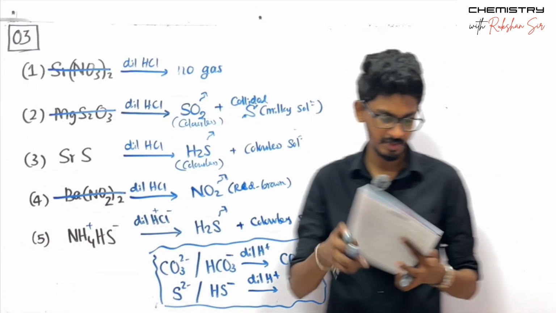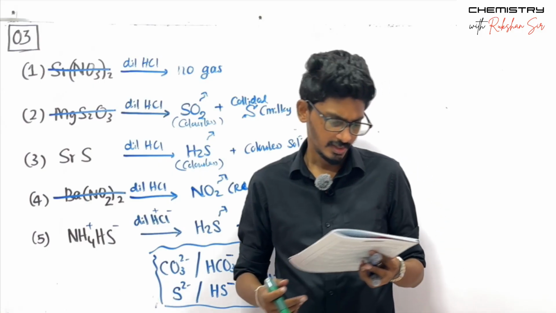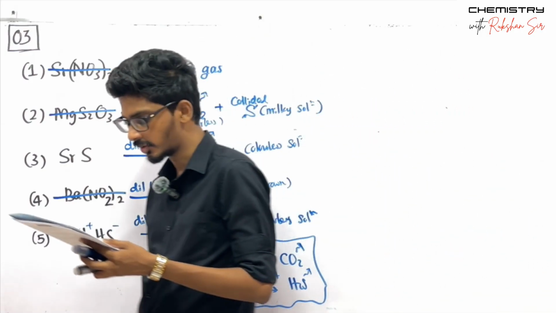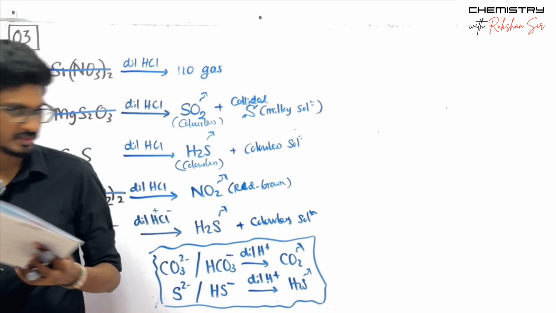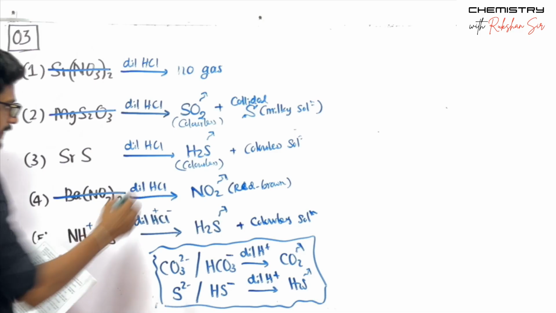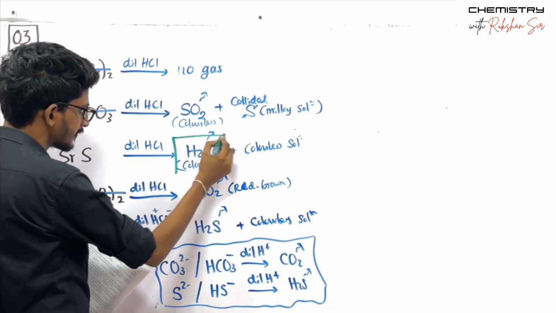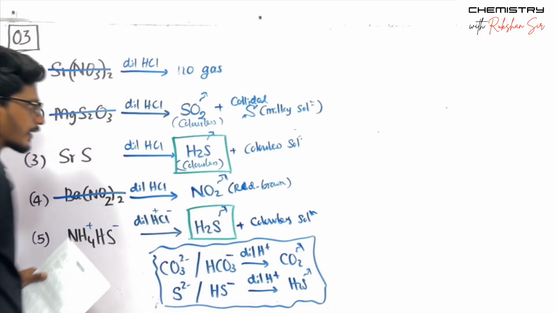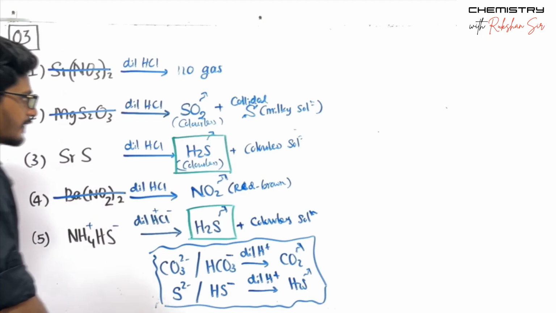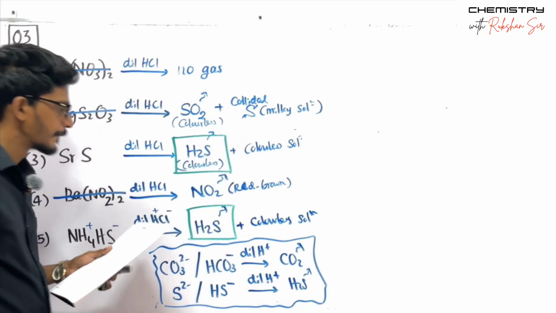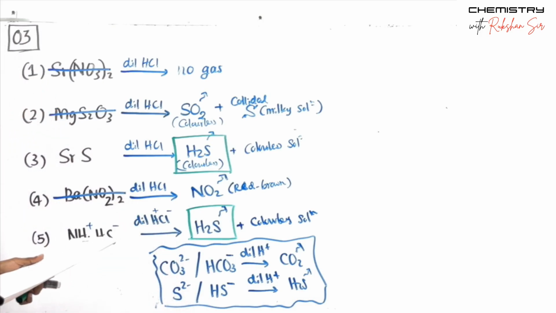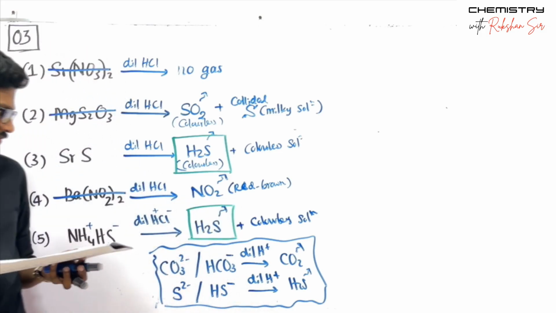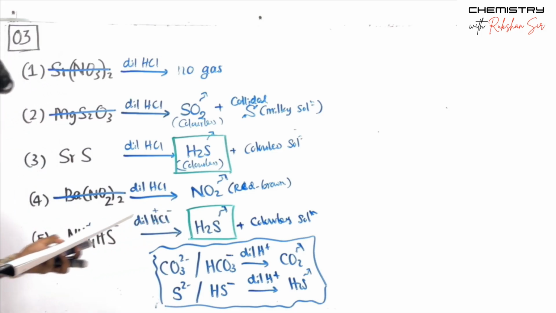Let's go to the second statement. The gas produced above converted acidic dichromate solution to green. Both are the same gas, right? The same H2S will convert acidic dichromate into green colored Cr3 plus. So nothing to worry about there.